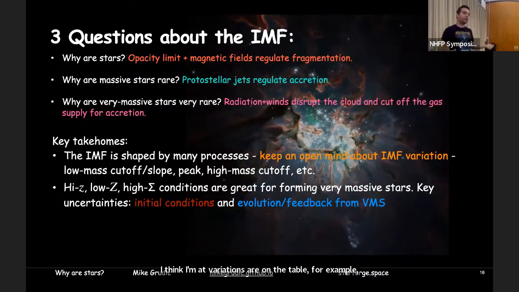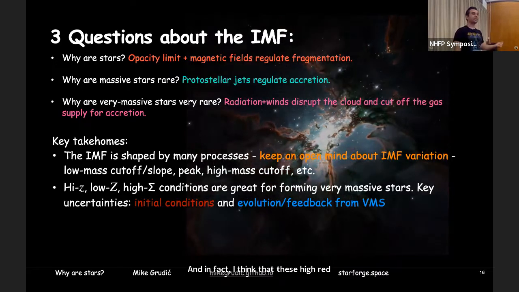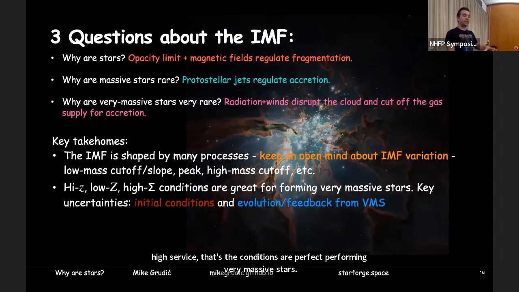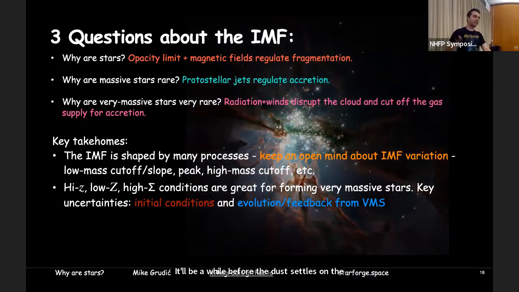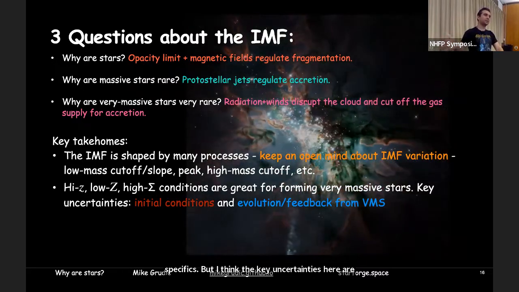And in fact, I think that these high redshift, low metallicity, high surface density conditions are perfect for forming very massive stars. It'll be a while before the dust settles on the specifics, but I think the key uncertainties here are really the initial conditions and how these very massive stars actually evolve in terms of feedback.